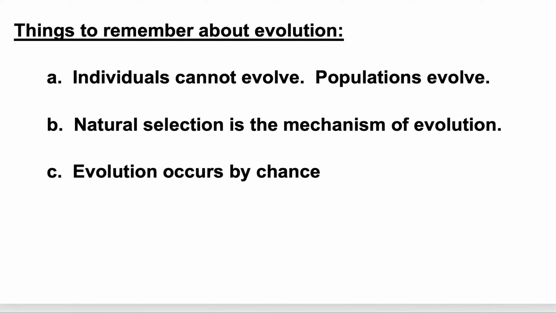Okay, so there's a few things to remember about evolution. You might recall these from your freshman biology class. The first thing is that individuals cannot evolve. It's the populations that evolve. So when we say a species is evolving, we're not talking about just one individual animal within that population. We're talking about the group as a whole. All right. The second thing is that natural selection is the mechanism for evolution. We're going to talk more about that shortly. And then that evolution occurs by chance.